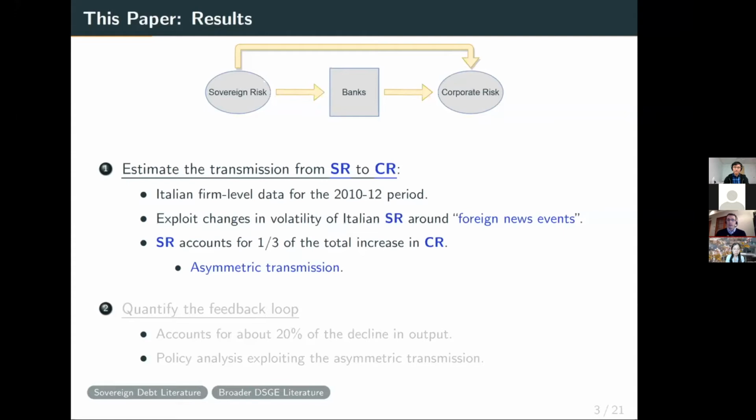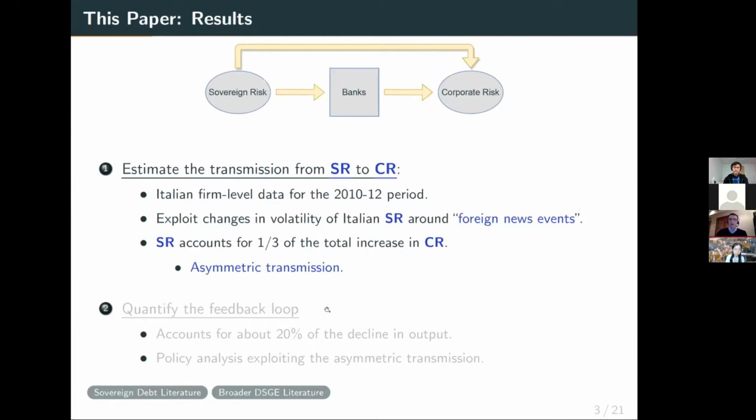Those events are essentially news from other European countries. What I find in the paper, and this is of course in the ballpark of previous estimates in the literature, is that sovereign risk can account for almost 30% of the total increase in corporate risk. But on top of that, and this is my contribution here, I describe very important heterogeneous effects, or an important asymmetric transmission of sovereign risk. In particular, those firms with higher pre-crisis levels of corporate risk, so the riskier firms, are the ones that are significantly more affected by an increase in sovereign risk.